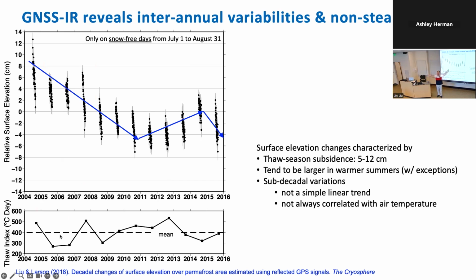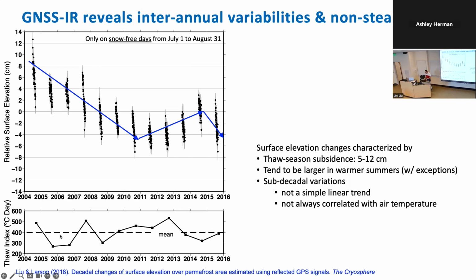I give you one number over trend, but look at the decadal time series from GPS IR. It's not a linear subsidence. For the first 8 years it goes down, but then it goes up and then goes down. These are actually subdecadal oscillations. What that tells us is that it's definitely not a simple linear trend. It's not always correlated with temperature.